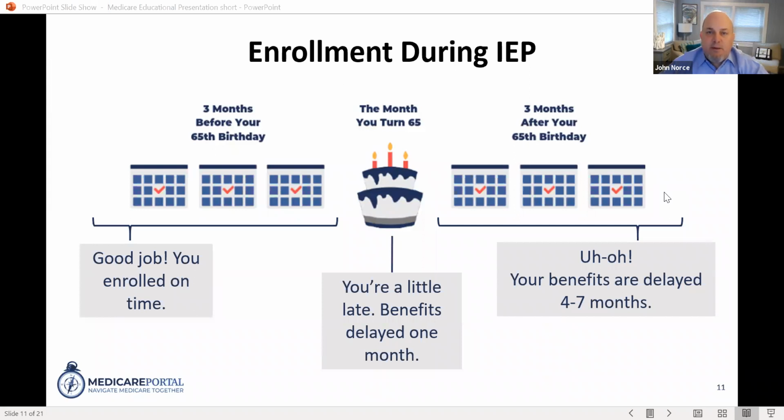I would have no ability to enroll in a supplement or a Medicare Advantage plan because I don't have a Part B active. I'll talk about in a second working past 65, where you can potentially delay that enrollment. But if you're a self-employed person or you work for a small business, as you'll see in a minute, it's very important you understand that you probably have to enroll in Medicare at 65.